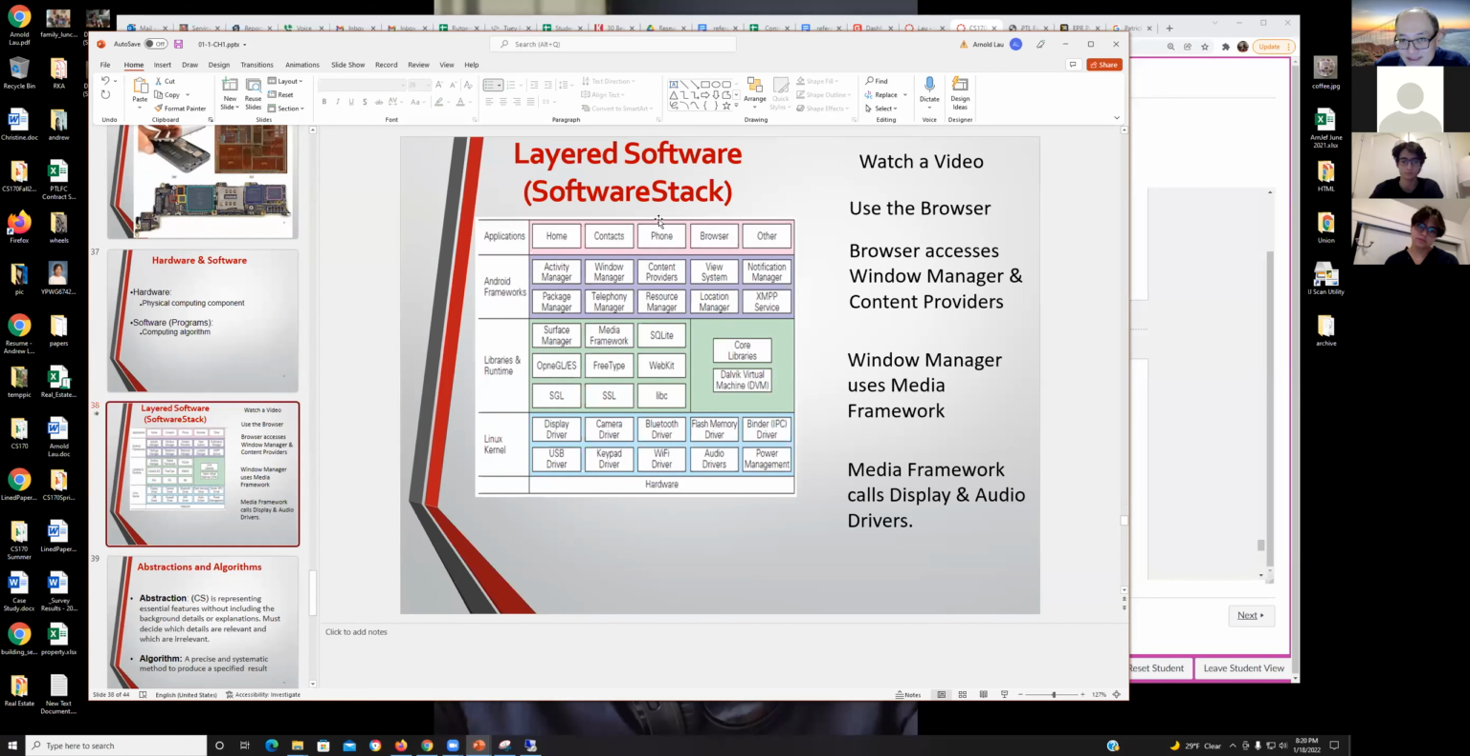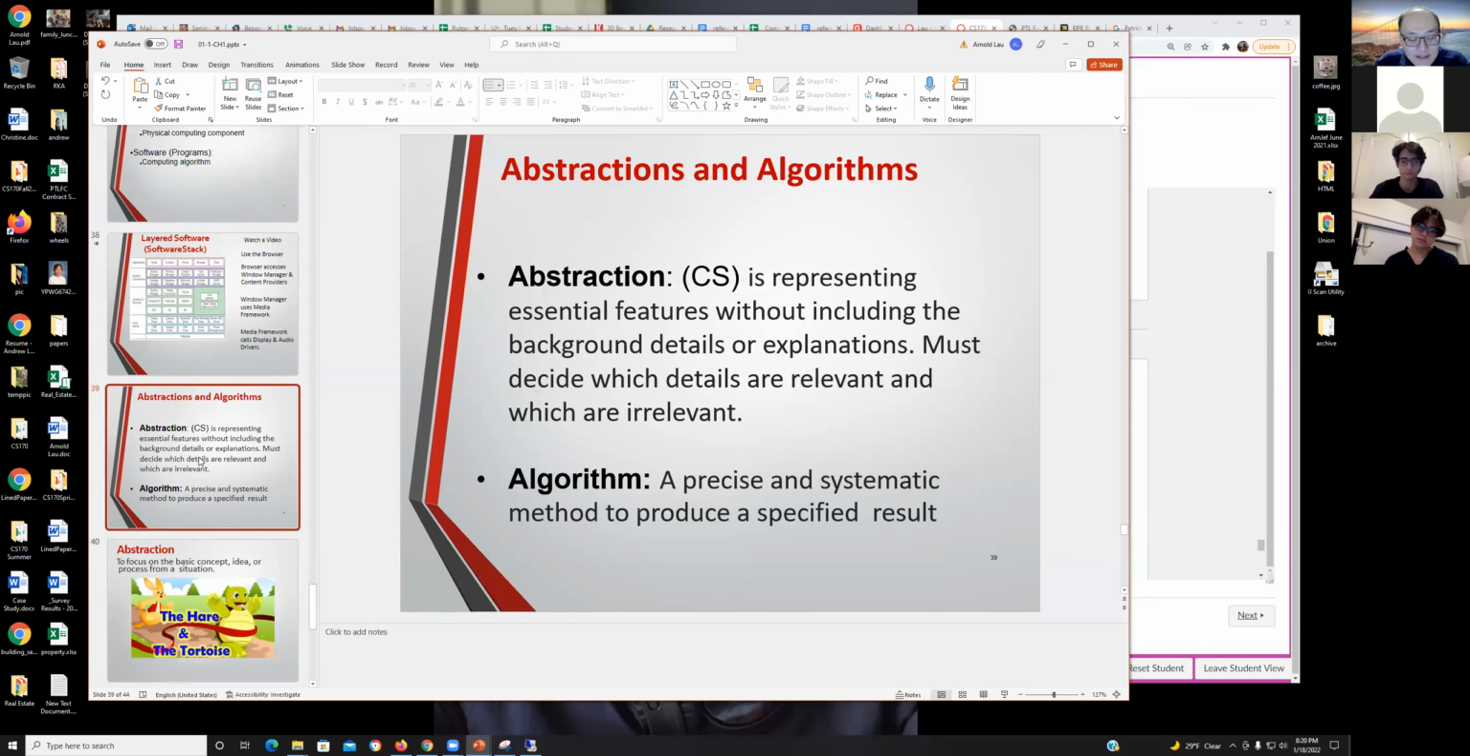Don't worry about this for now. I'm going to go into it more a little bit later on, but basically this is what they call the software stack.